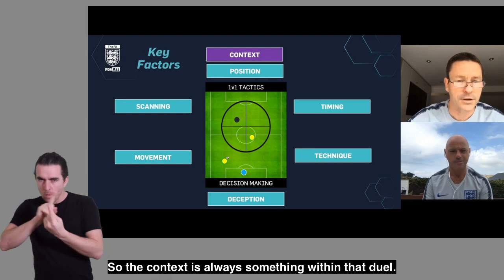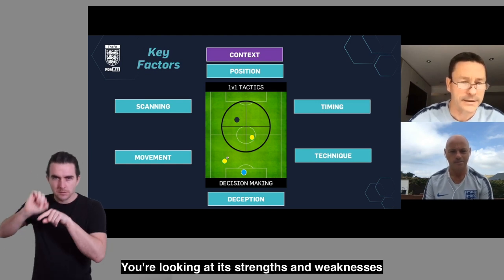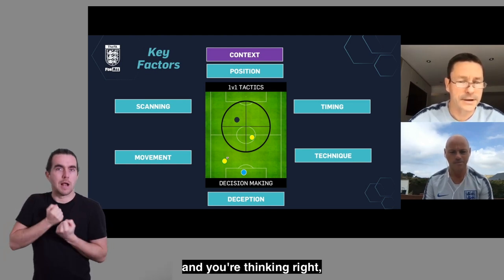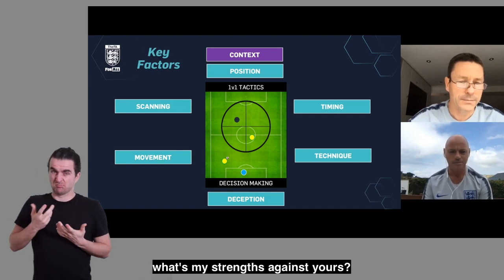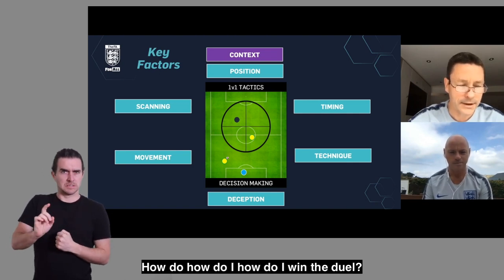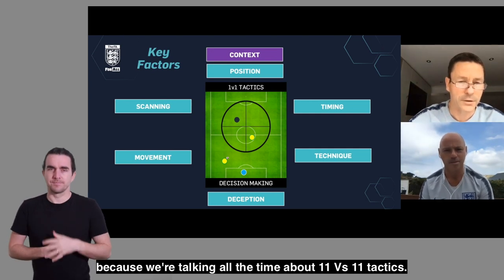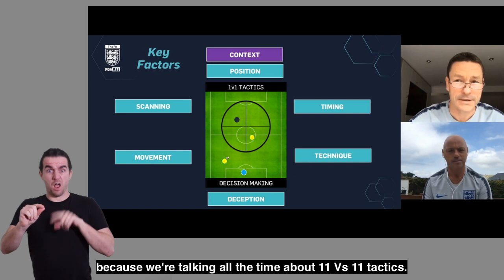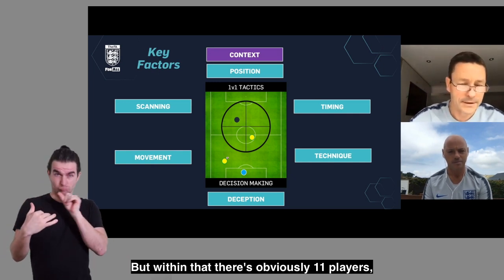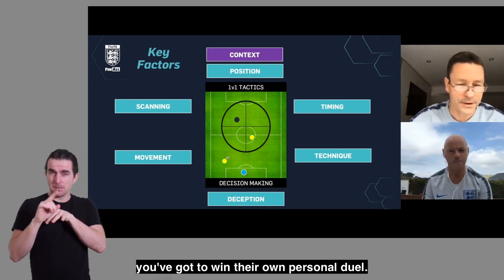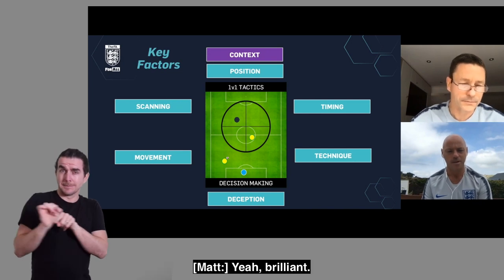So the context is always something within that duel. You're looking at its strengths and weaknesses, and you're thinking, right, what are my strengths against yours? How do I win the duel? I think that's a really important factor, because we're talking all the time now about 11v11 tactics, but within that, there are 11 players who've got to win their own personal duel. Brilliant.